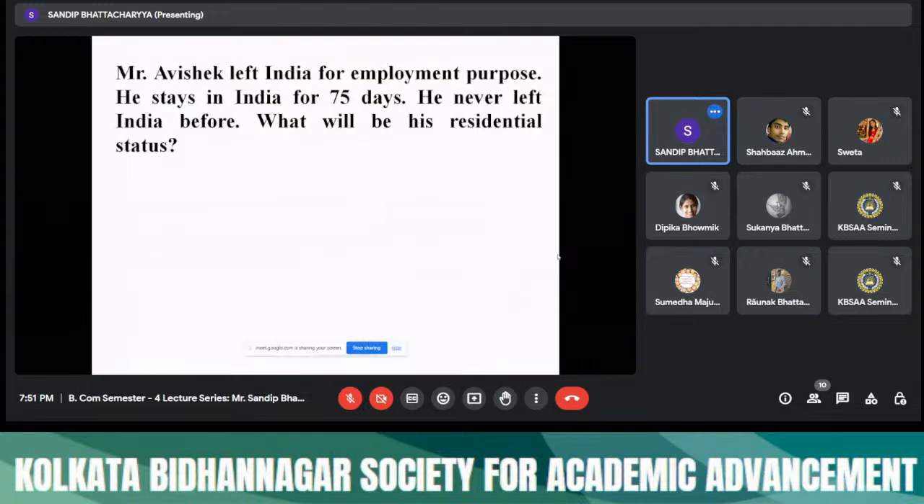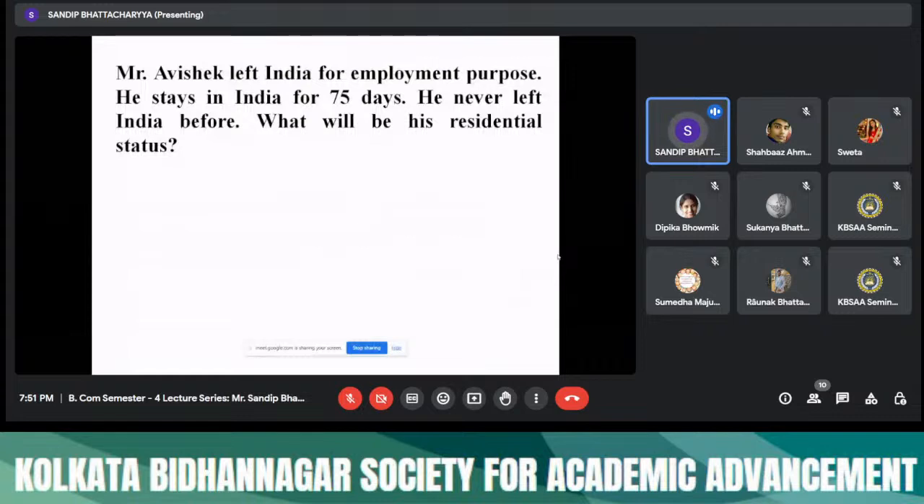Is it clear? Yes, sir. Okay. See this case study. Mr. Abhishek left India for employment purpose. Now underline this word, employment purpose. He stays in India for 75 days. He never left India before. What will be his residential status?